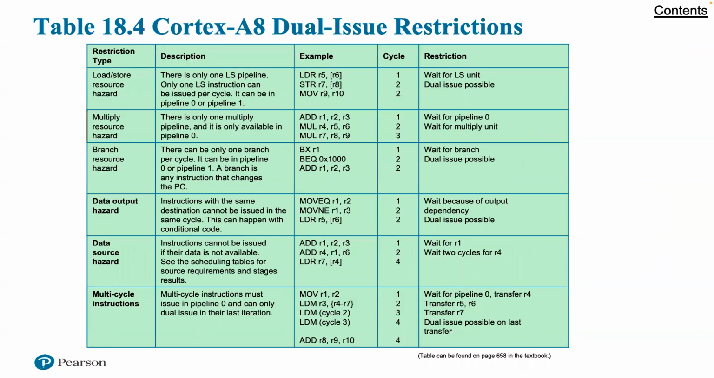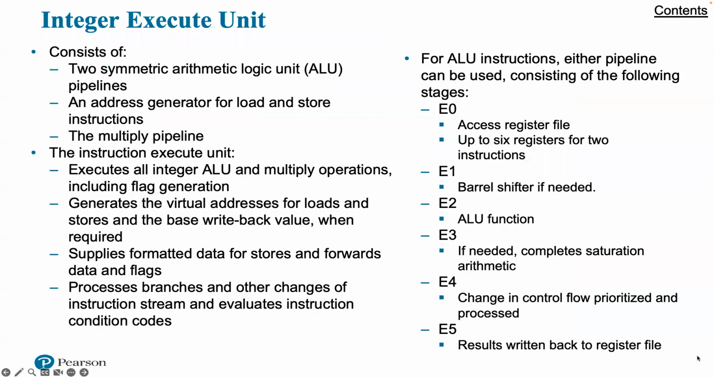The decoder unit issues two instructions in parallel to the execution unit unless it encounters an issue restriction. Table 18.4, which we're showing here, shows the most common restriction cases. And so you can pause the video and look over these tables in more detail, but I'm just going to continue on with what we're covering.